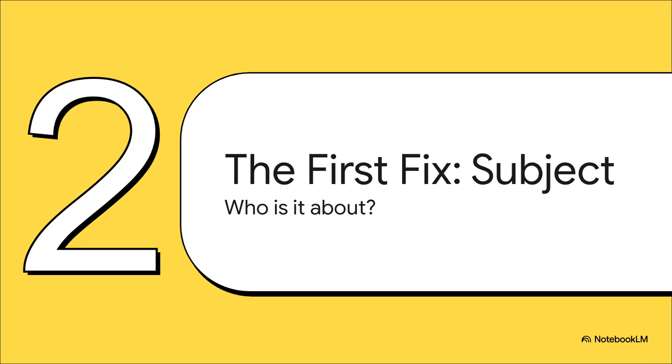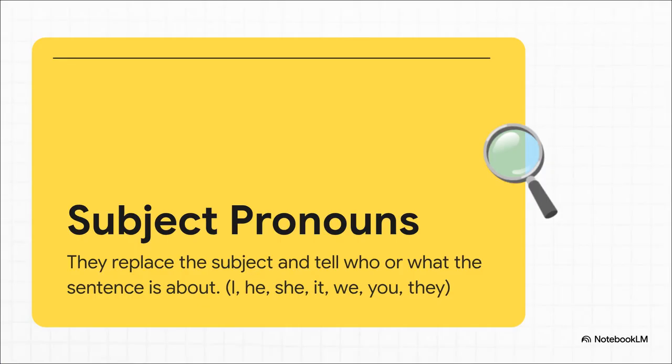Every time you look at a sentence, you need to ask yourself a simple question. Who or what is this whole thing about? And that's exactly what subject pronouns do. Words like I, he, she, or they replace the name of that main character. They point directly to who or what the sentence is focusing on.